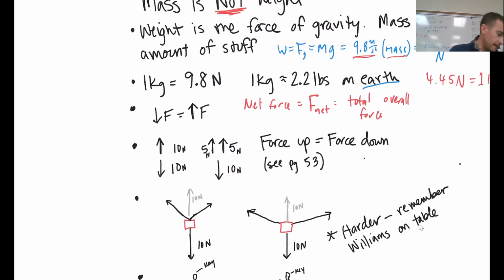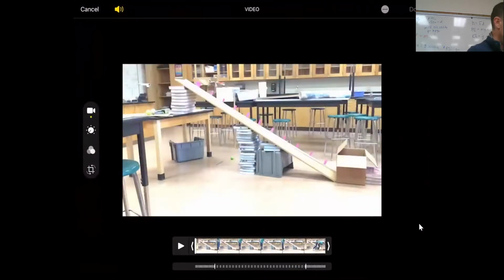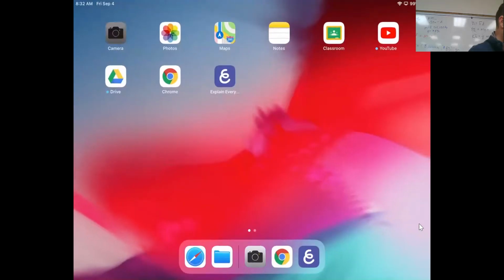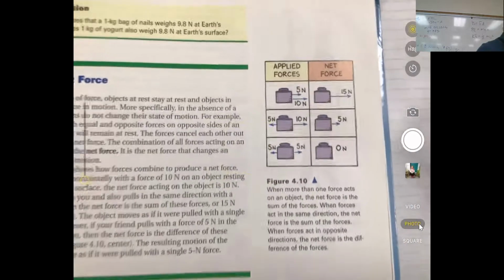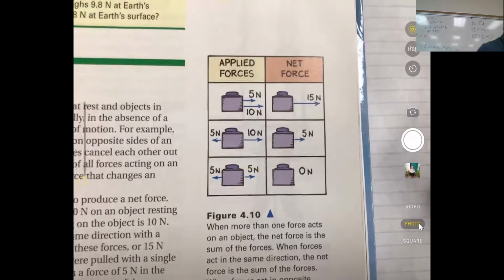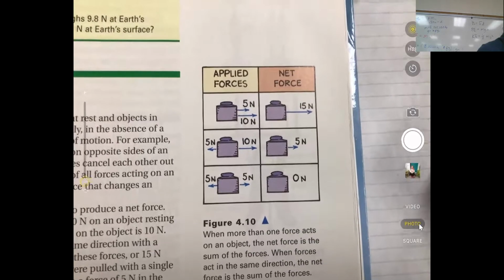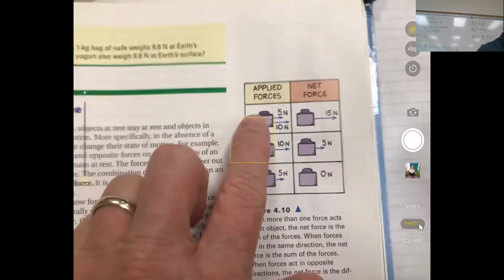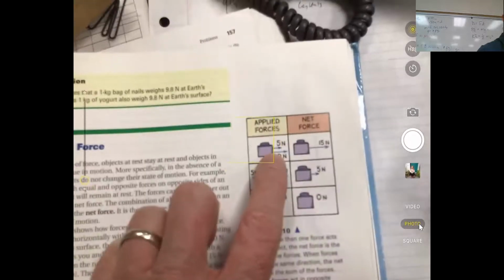So there's a nice little diagram here. If I'll show you, here you go. Not that, not that, camera, camera, there we go. Okay, so here's a nice little diagram. It shows that the applied forces in the first example right here, I have 5 and 10 going in the same direction. So that adds up to a total of 15 newtons over here.